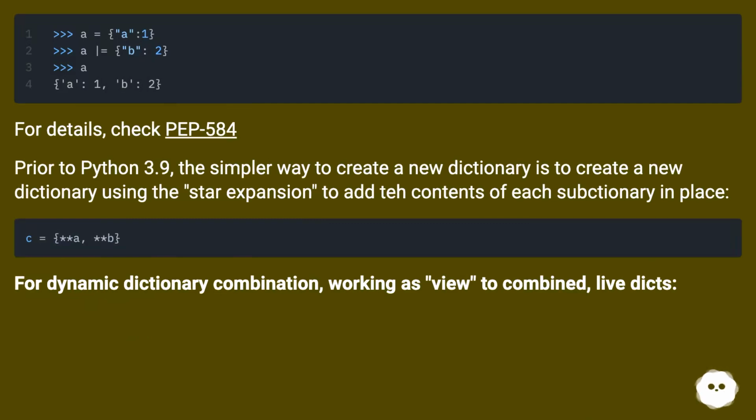Prior to Python 3.9, the simpler way to create a new dictionary is to use the ** expansion to add the contents of each subdictionary in place. For dynamic dictionary combination, working as a view to combined live dicts.